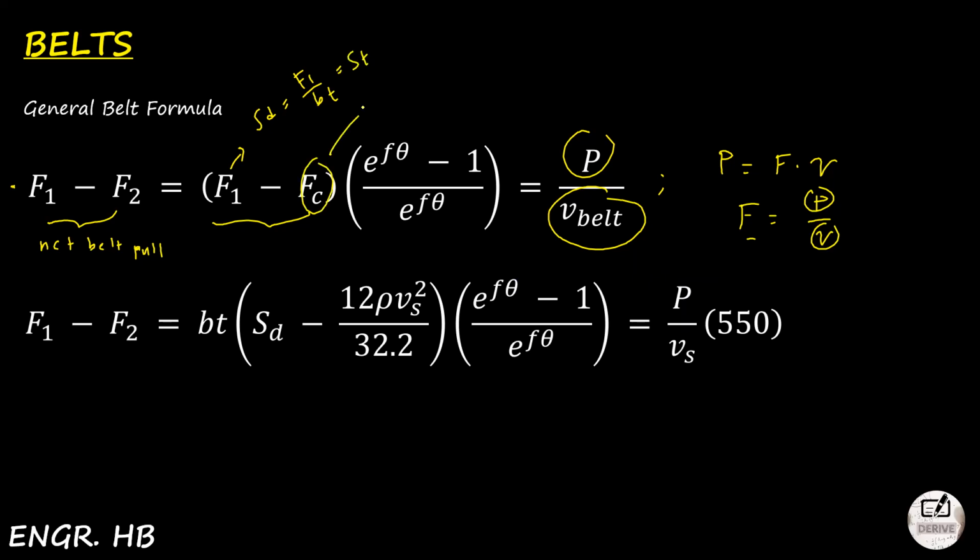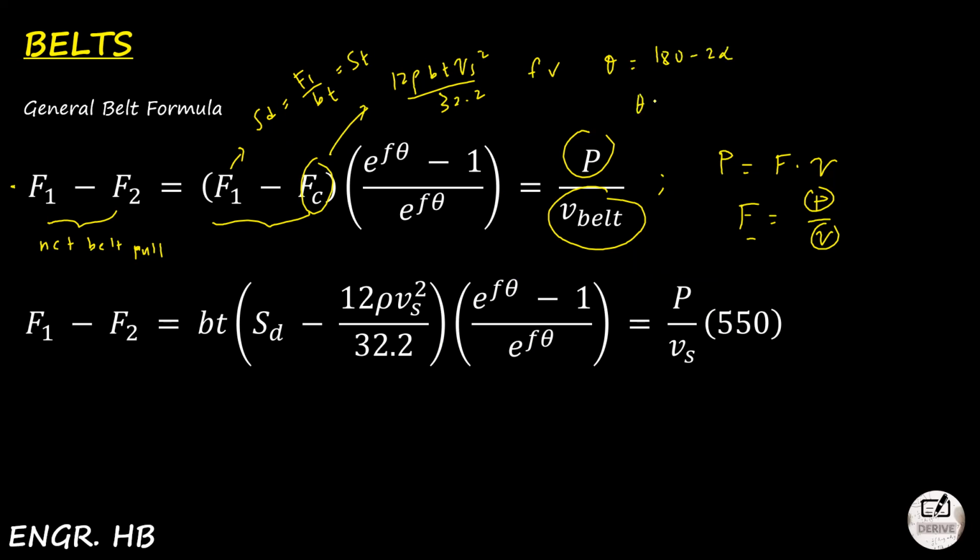So sa FC, of course, kunin mo sa 12 rho BT BS squared over 32.2. And of course, itong e to the f theta, lagi naman given si coefficient of friction. At si angle theta ay pwede mong makuha based sa formula kanina na 180 minus 2 alpha.